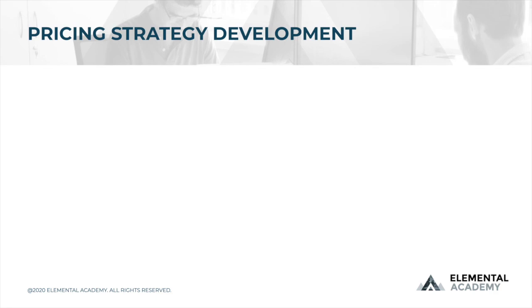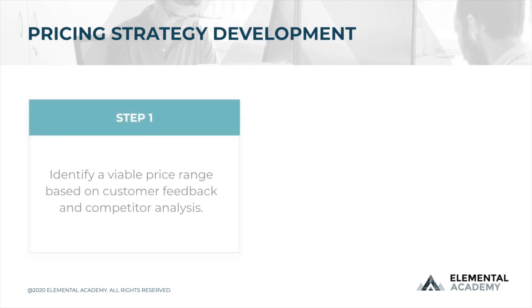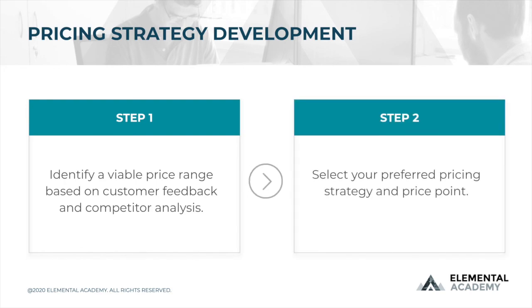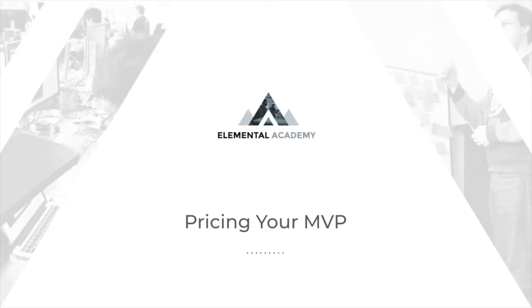Just to quickly recap again. Once we have our MVP, we need to validate our pricing assumptions and decide on a price point for the product. In a first step, we gather customer feedback and competitor insights to identify a viable price range. In a second step, we then select our preferred pricing strategy and price point within our viable price range. And this is how you do it. This is how you set the price for your MVP.